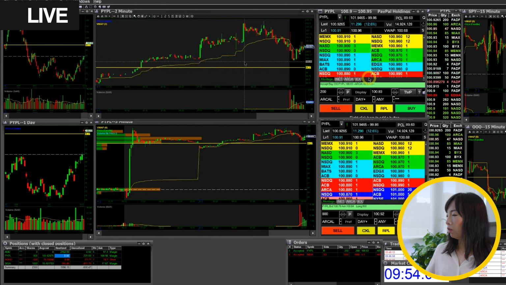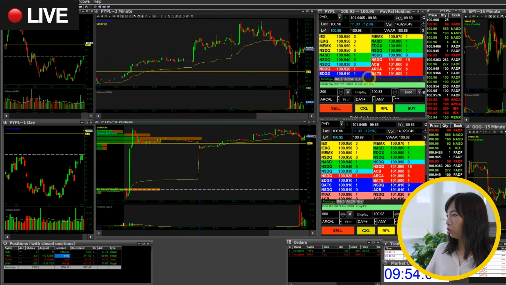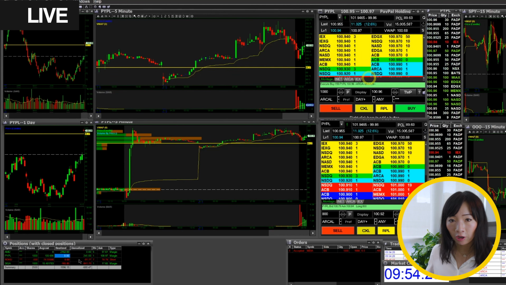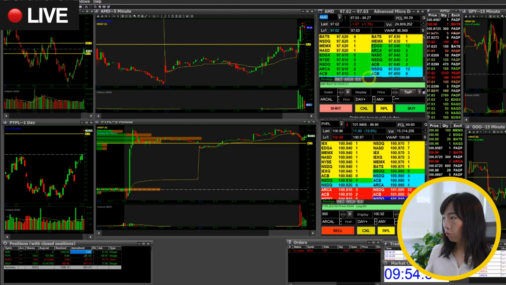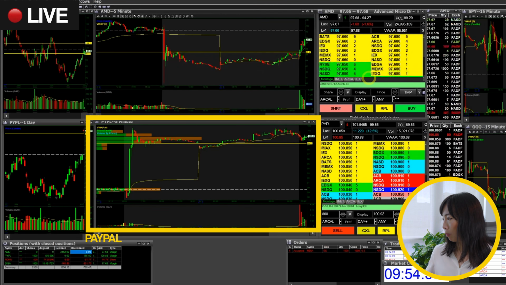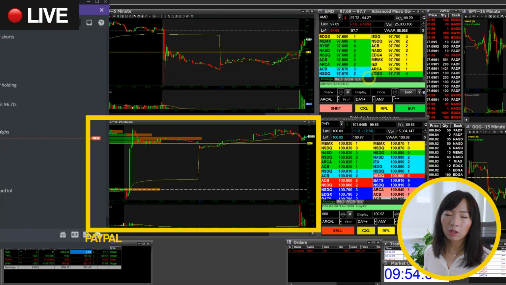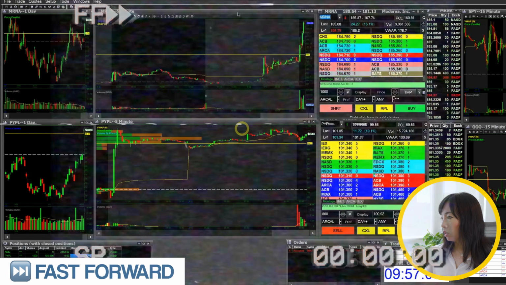I added a smaller share size up here, around 180. I'm trying to get filled. Again, my price target is 102 and above. I'm risking below VWAP breakdown, which is below the 160s mark. So I'm keeping my risk still relatively tight on this.